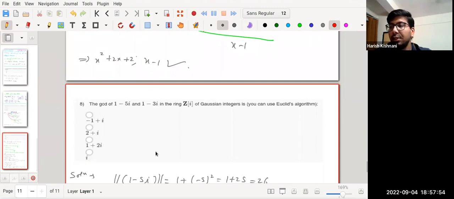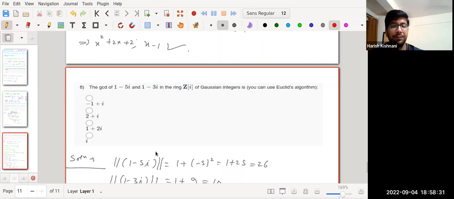Now we are at the last question of our assignment. We need to find the GCD of 1 minus 5i and 1 minus 3i in the ring Z[i] of Gaussian integers. We can use Euclid's algorithm. There are four options: minus 1 plus i, 2 plus i, 1 plus 2i, and i.